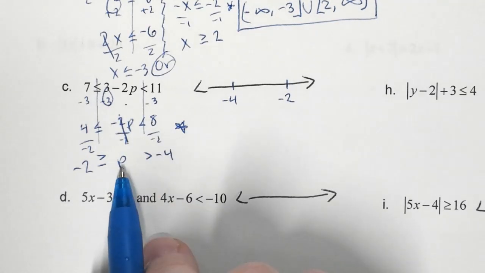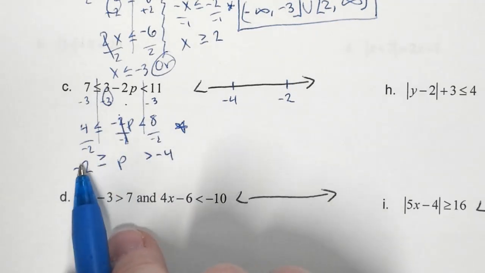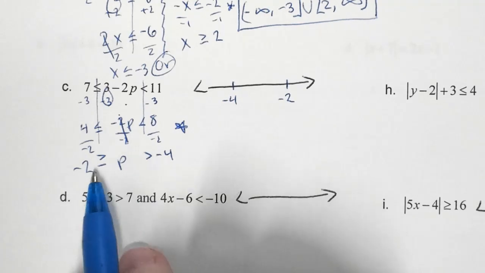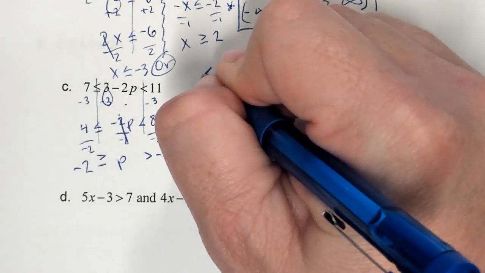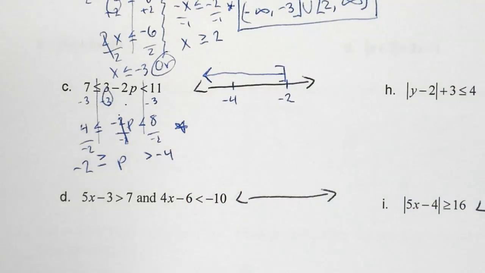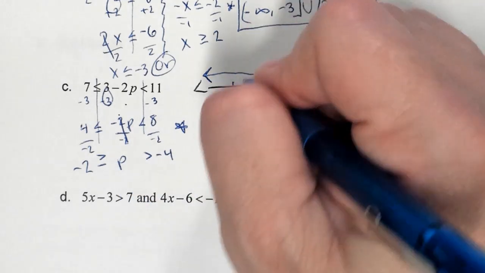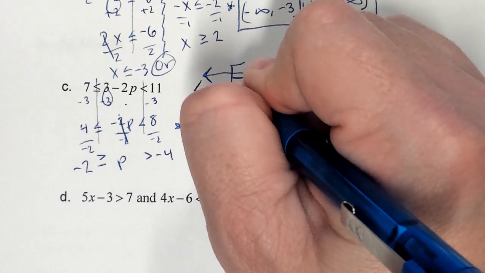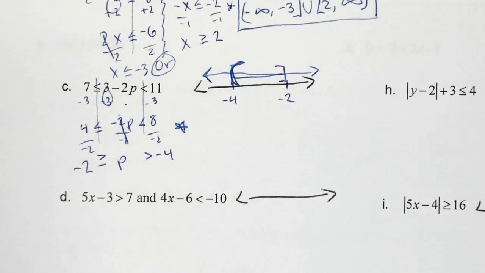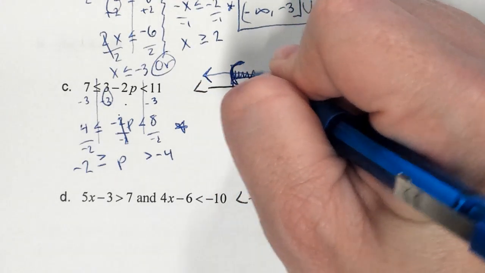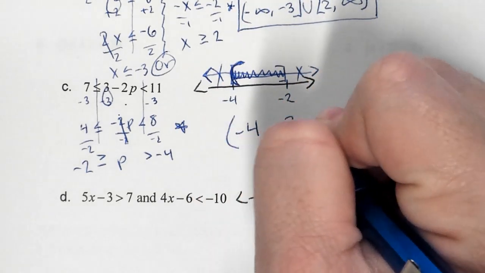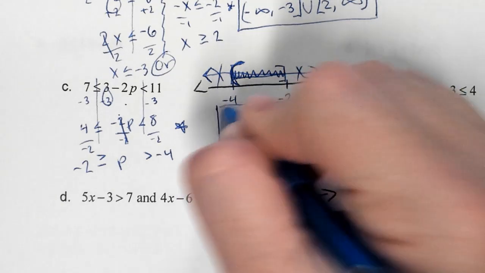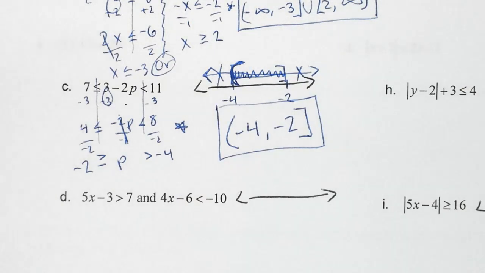Okay, so P is less than negative 2, because negative 2 is bigger than P. Less goes to the left, and it's equal to. And P is greater than negative 4. Greater goes to the right, and it's not equal to, so it's a parenthesis. My answer is where it overlaps, which starts here and stops here, not here, not here. Is it right?